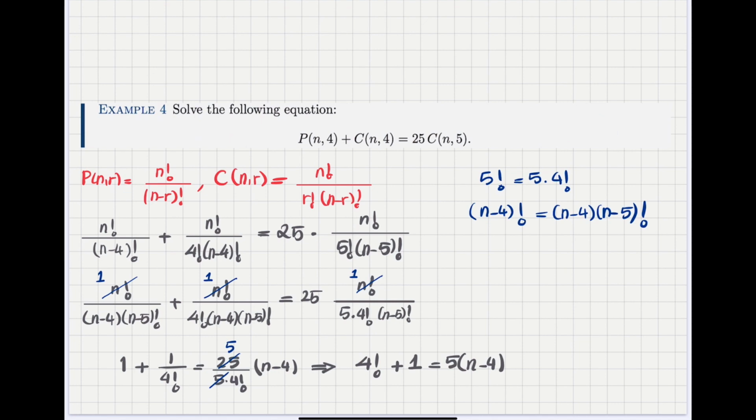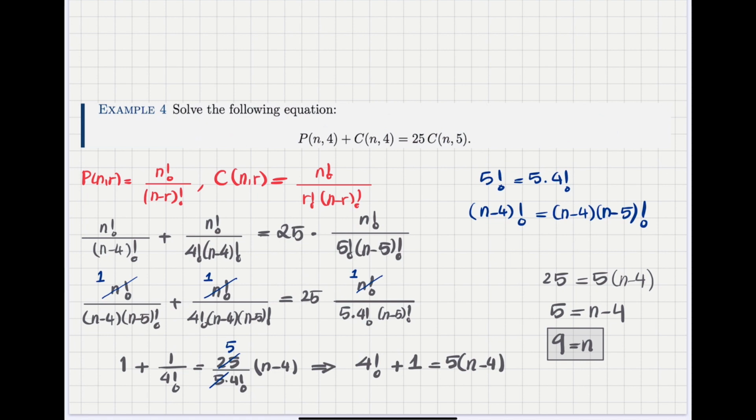What is 4 factorial? 4 factorial is 1 times 2 times 3 times 4, which is 24. And then add it to 1, it becomes 25, equals 5 times n minus 4. I divide by 5, and then I add 4 to it. So that is the number that I was looking for. I'm not saying that this is the best way. Might be you can do it in your head much more quickly than this, but that is one way at least. So the number that I am looking for is n equal to 5.